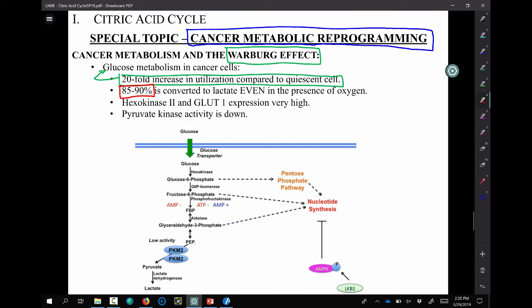In fact, in culture, cancer cells will decrease the pH of the culture medium very rapidly because of the amount of lactate that they'll spit out. And they will do that, interestingly, even in the presence of oxygen. So they don't have to go anaerobic to do this. They'll do it even in the presence of oxygen.